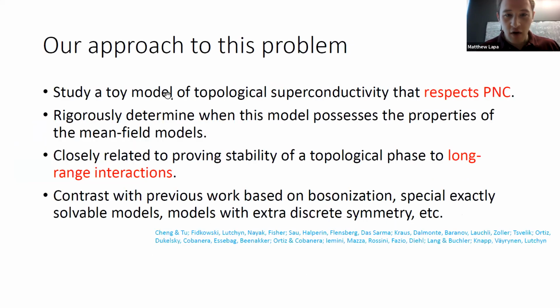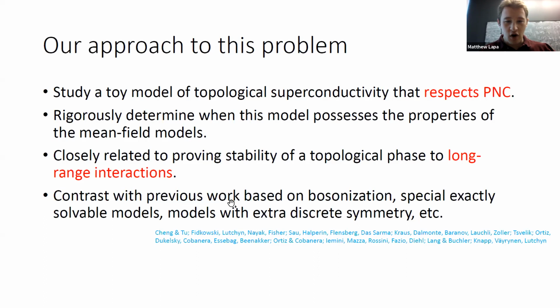So let me outline our approach to this problem. What we'll do is look at a toy model of topological superconductivity that respects particle number conservation. And we'll try to rigorously determine when this model possesses the properties of the mean field models, the properties that are desired for quantum computing applications. I'll mention now that this amounts really to proving stability of a topological phase to long-range interactions, because we'll see that including the effect of number conservation in this simple model ends up incorporating long-range interactions into the system.